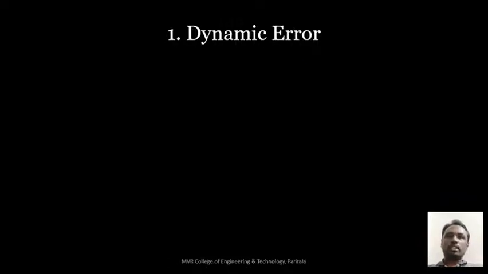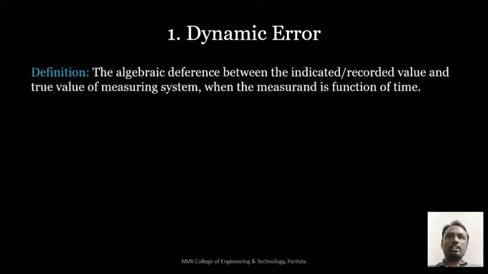The first one in the dynamic characteristics is dynamic error. What might be the definition of dynamic error? It is similar to static error. There, there will be no change of input with respect to time, but here there will be change of input with respect to time. Measurement can change with respect to time here. The definition is the algebraic difference between the indicated or recorded value and the true value of the measuring system, where the measurement is a function of time. Simply, we can call this the algebraic difference between the output and input of the system if the input is a function of time.